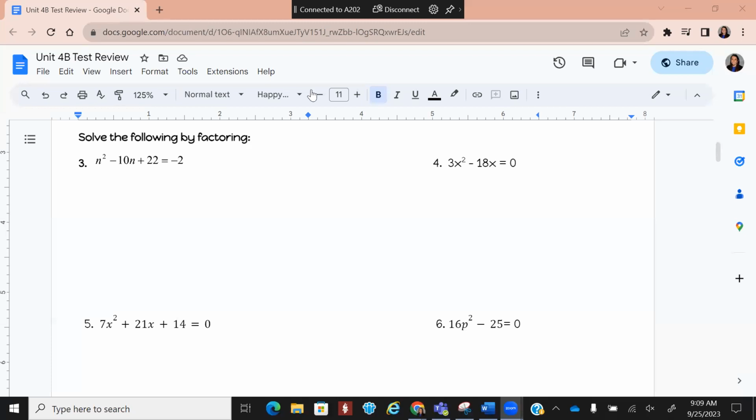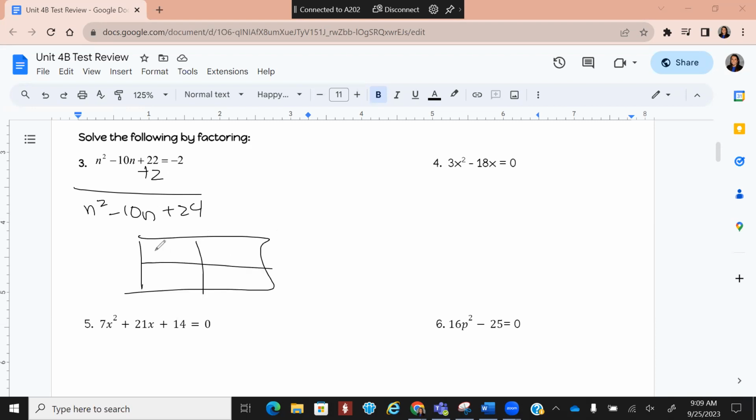So what you're going to do first is you move that 2 to the other side. We just talked about this. And so now this has it in standard form. Draw your box. First term goes in the first box. Last term goes in the last box. Now you're going to set up your big X. A times C is 24 and B is negative 10. What two numbers can I multiply together to give me 24, add together to get me negative 10? Good. Negative 6 and negative 4.